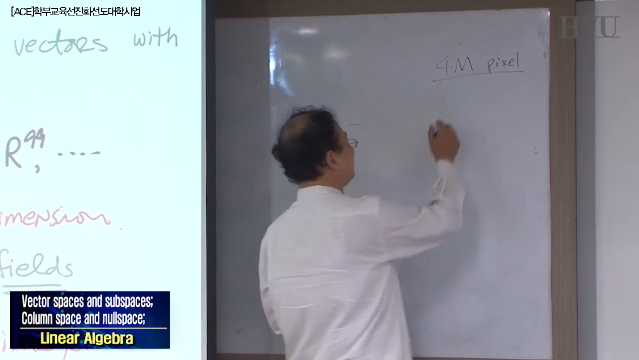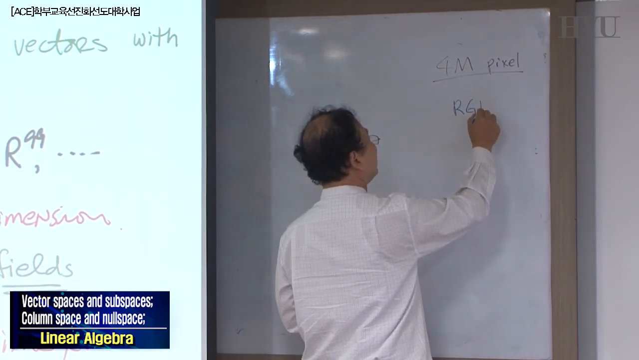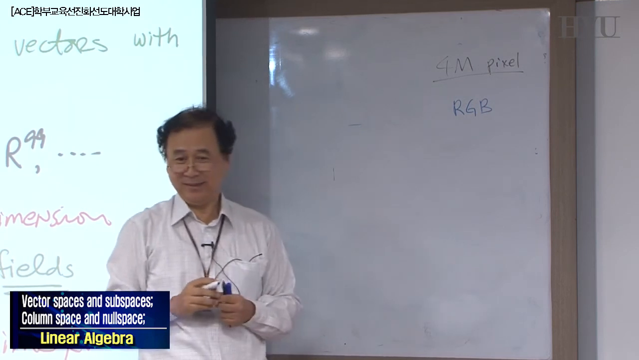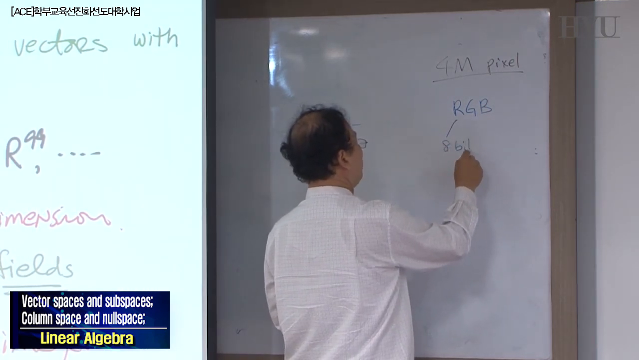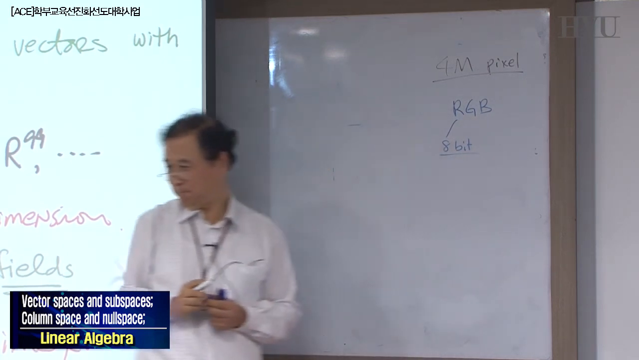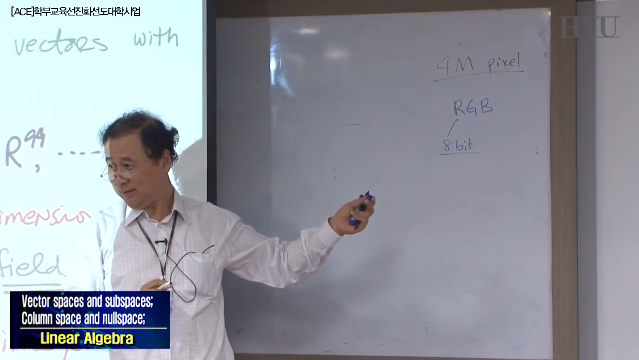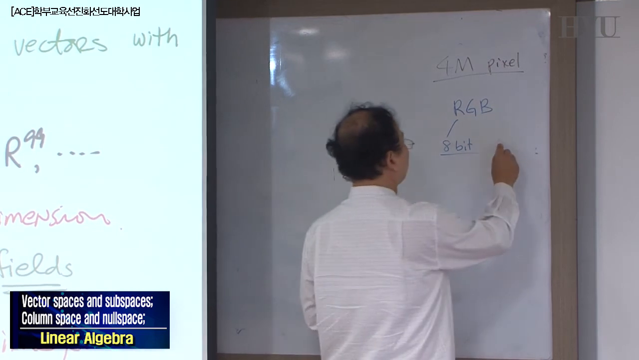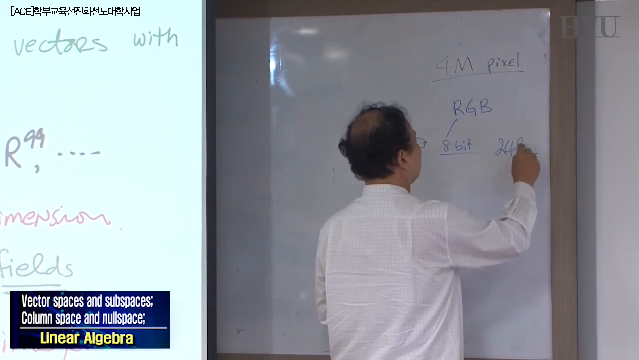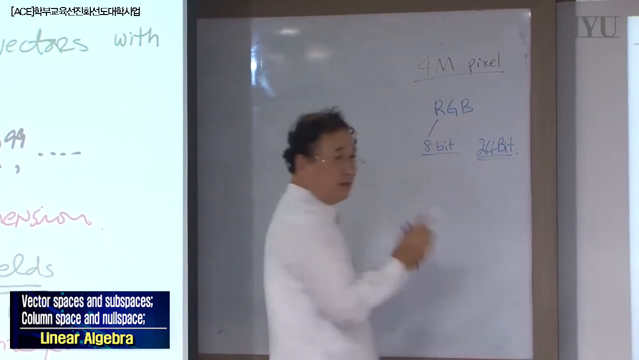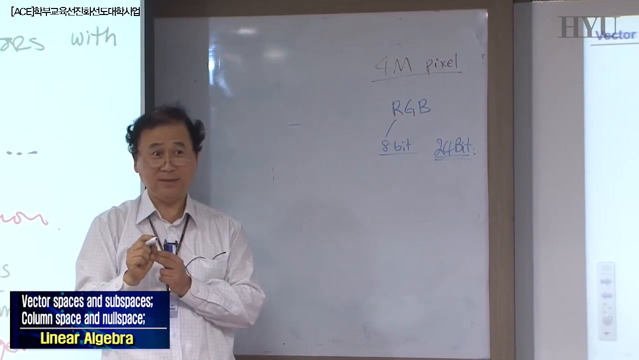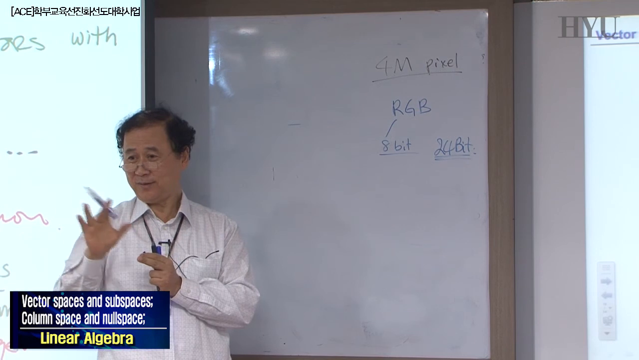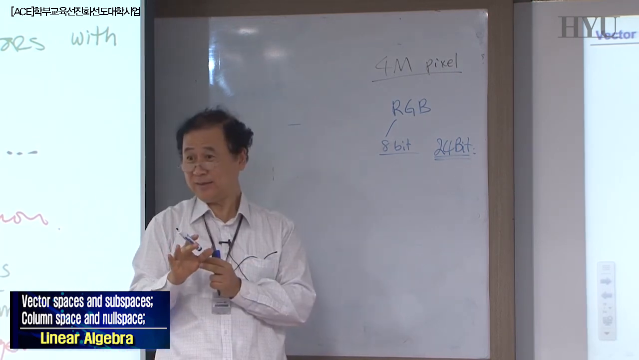Each pixel usually consists of RGB, right? Red, green, blue, so each color usually represents 8 bits, giving 24 bits. So each pixel is represented as a binary number whose size is 24 bits.